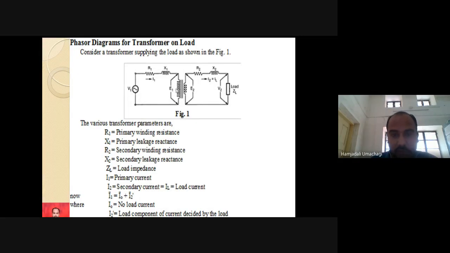Yesterday I told you that as per Lenz's law, E1 is the effect and V1 is the cause. The effect will oppose the cause, so if I apply KVL to the primary side, V1 is equal to I1 R1 plus I1 X1 plus E1. But E1 opposes V1, so I should take a negative sign. For that reason, we write the primary side KVL as V1 is equal to I1 R1 plus I1 X1 minus E1. Are you getting my point?